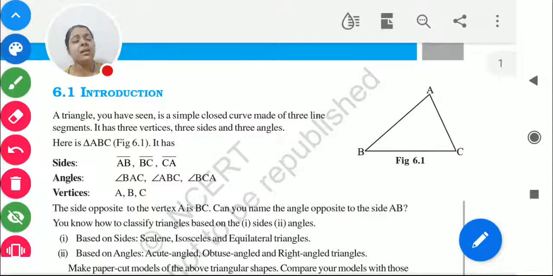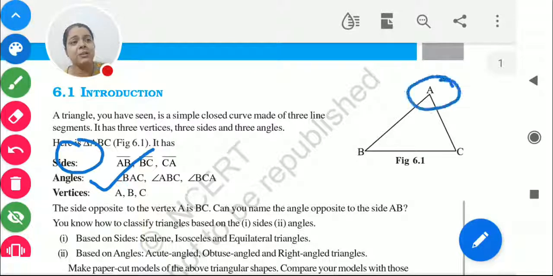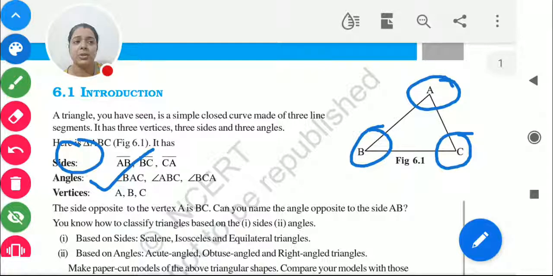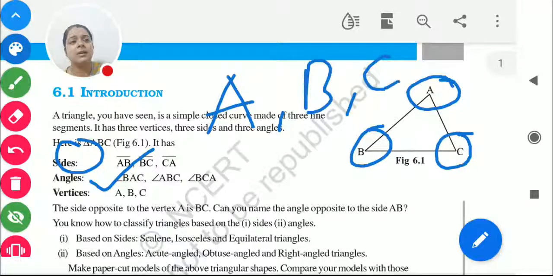So we found that a triangle has 3 sides, 3 angles and 3 vertices. Vertices means what? The meeting point, right? The meeting points of 2 line segments is actually known as vertices. So how many vertices do we have? 3, and it is like this, A, B and C. We are just supposed to mention it like that.